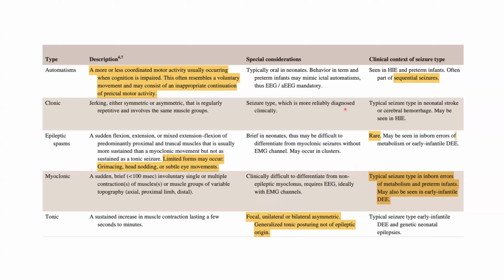And this is a typical seizure type, as I told you, in neonatal stroke or cerebral hemorrhage. They may also be seen in HIE, but when it occurs on only one limb repetitively, you should think of a seizure in the contralateral hemisphere.